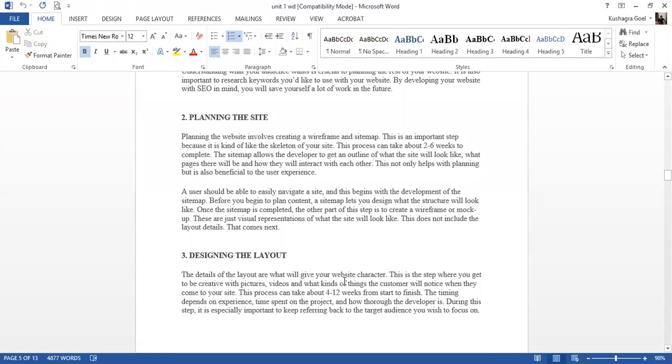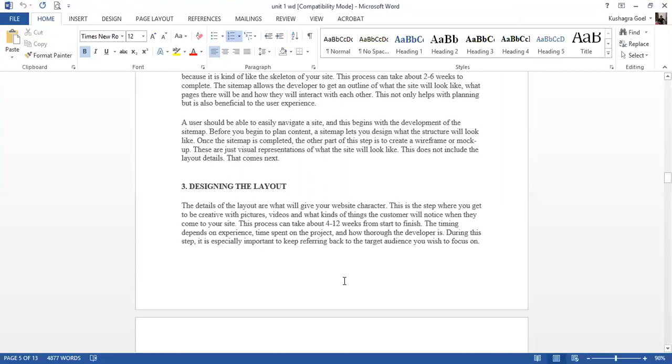Next is designing the layout. The details of the layout are what will give your website character. This is the step where you get to be creative with pictures, videos, and what kind of things the customer will notice when they come to your site. This process can take about 4 to 12 weeks from start to finish. The timing depends on experience, time spent on the project, and how true the developer is. During this step, it is especially important to keep referring back to the target audience you wish to focus on.